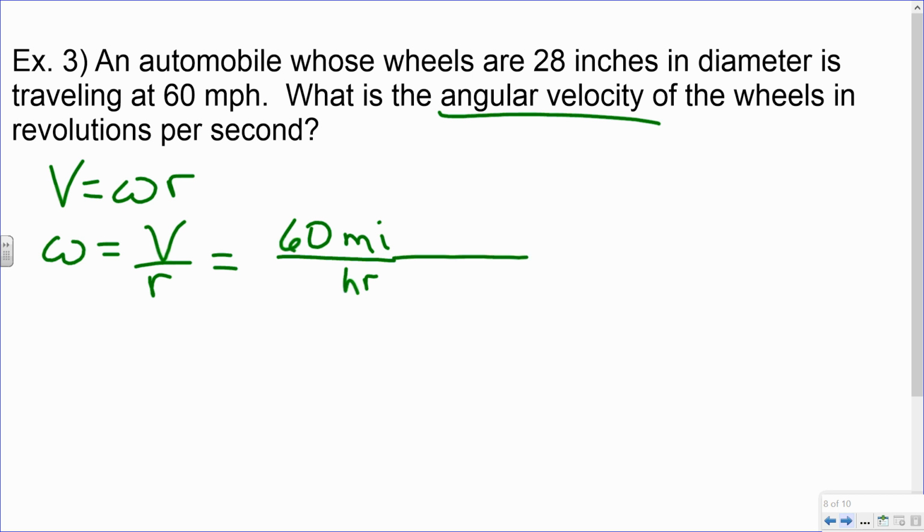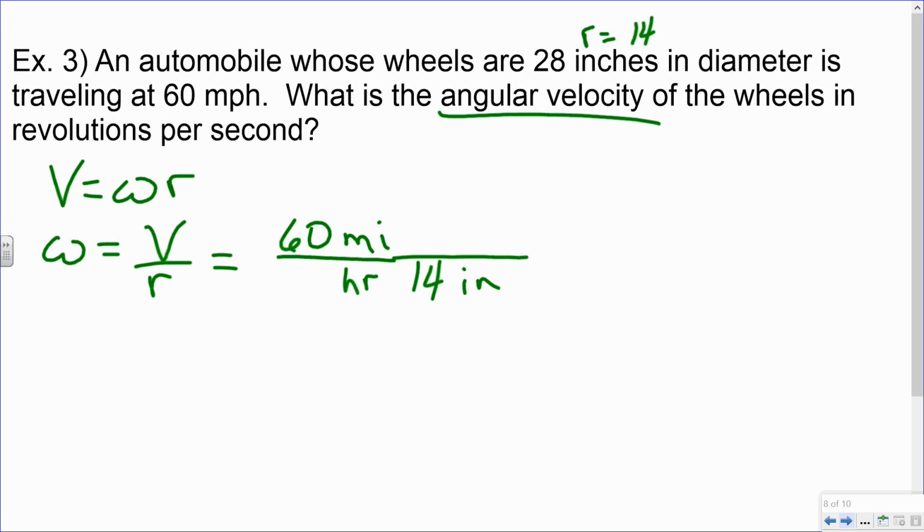I also need my radius in the denominator. What is my radius for this one, Ayla? Since the diameter is 28, the radius is 14, so we can put that 14 in the denominator along with inches. So that's our angular velocity. It's going to automatically be in radians. They want us to get it in revolutions per second.